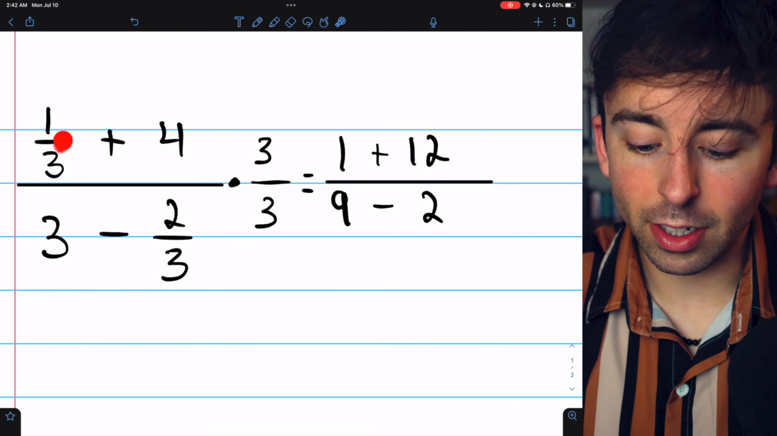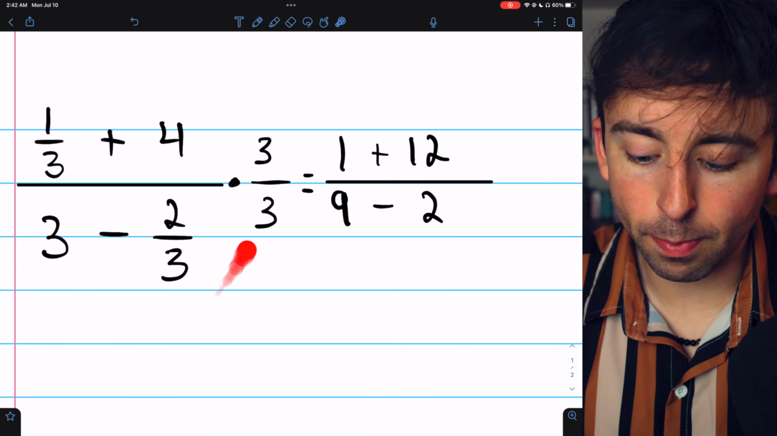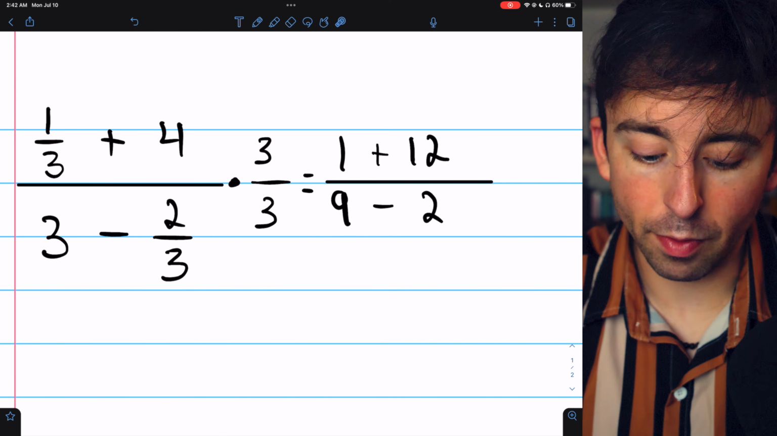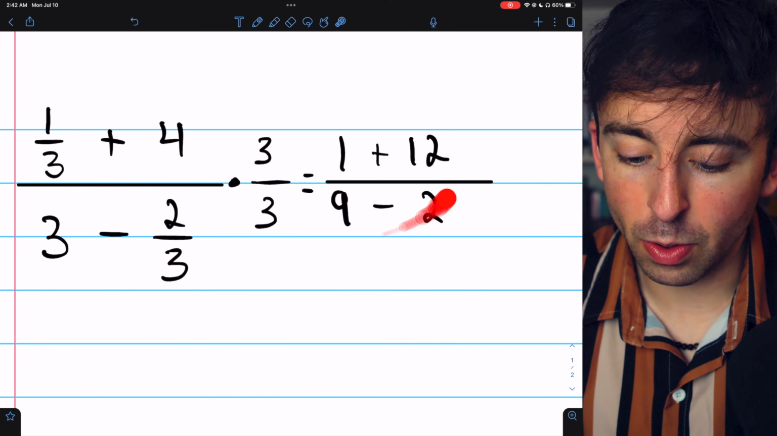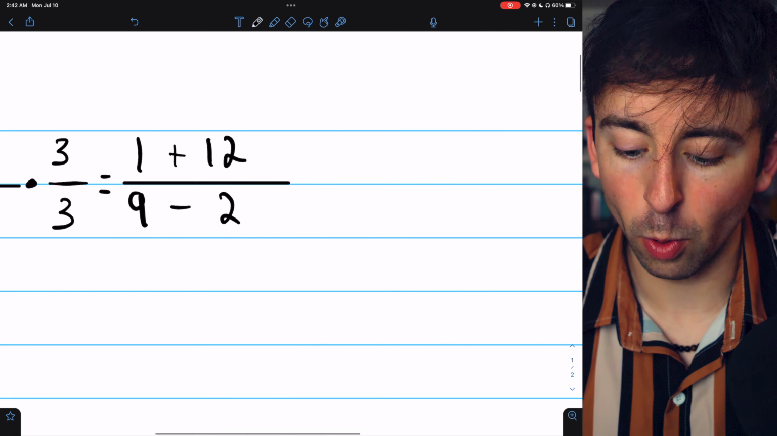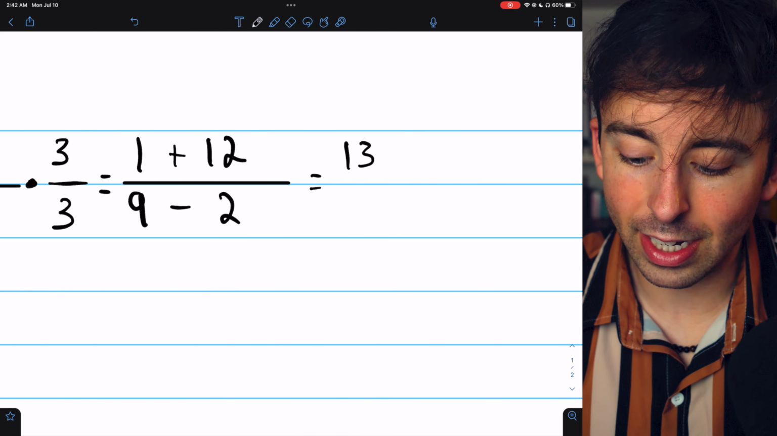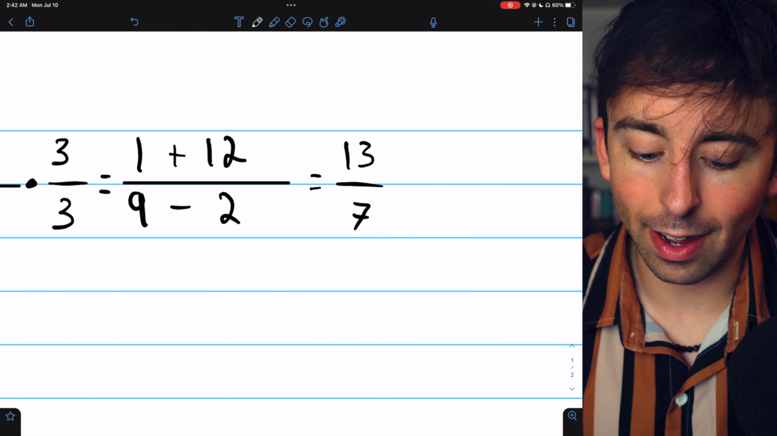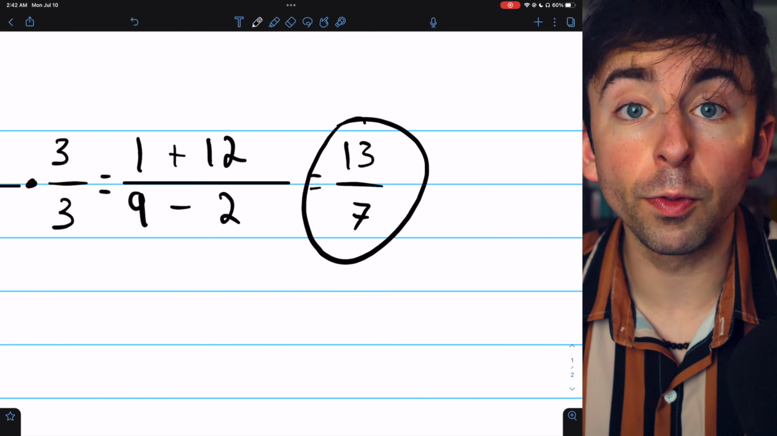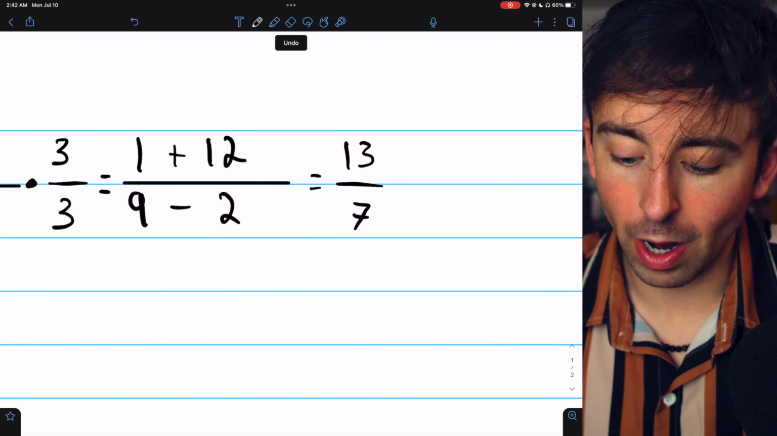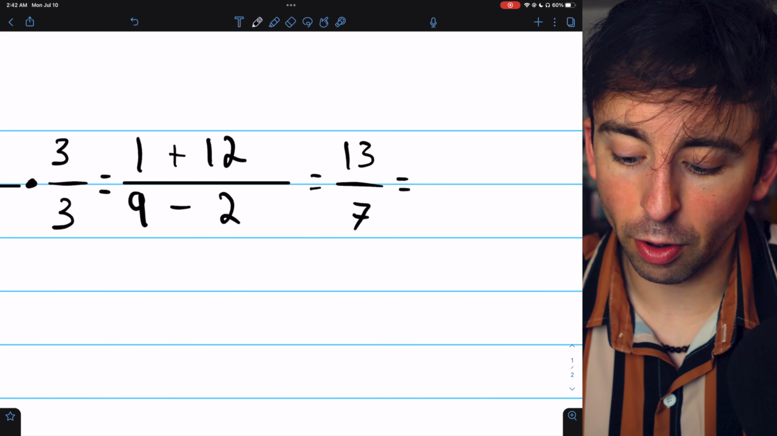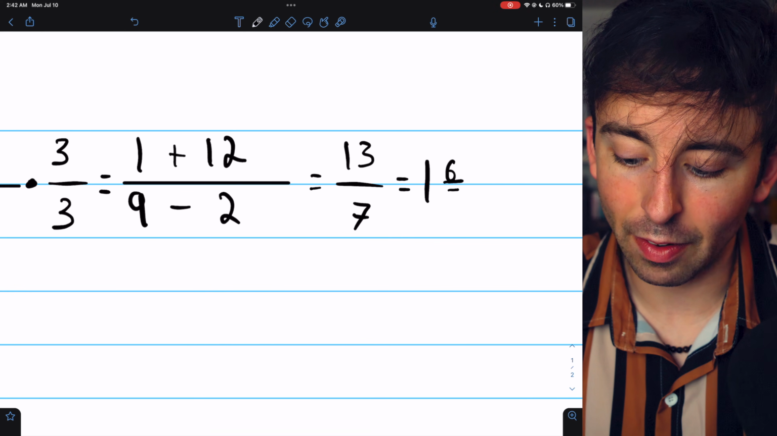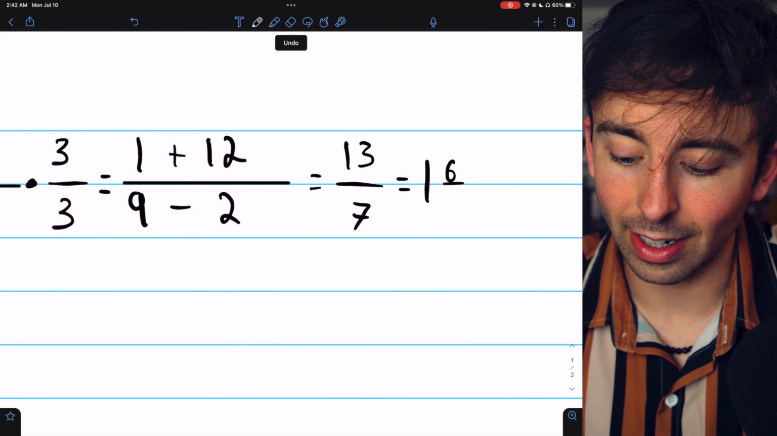Again, we just multiplied the top by 3 and the bottom by 3 in order to get rid of those denominators. And now you can see we don't have a complex fraction anymore. In the numerator, we have 13, and in the denominator, we have 7. And that fraction is fully simplified. If you want to write it as a mixed number, 7 goes into 13 once with 6 left over, so it would be 1 6/7.